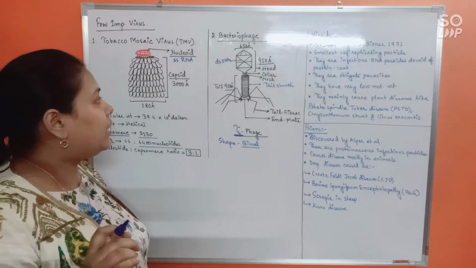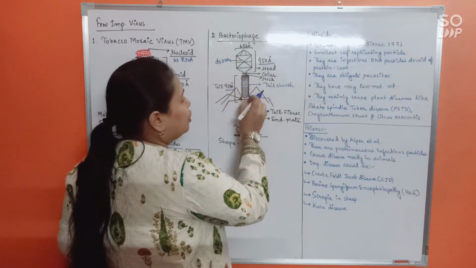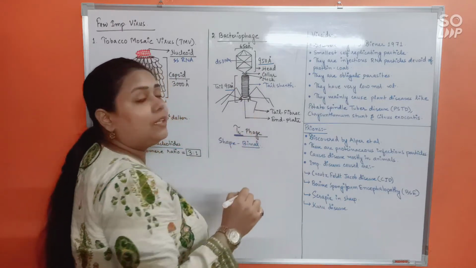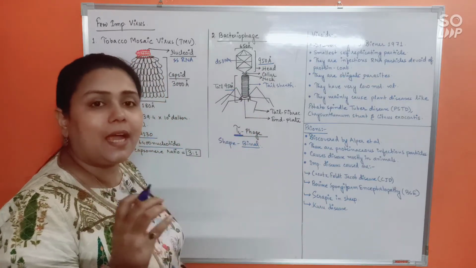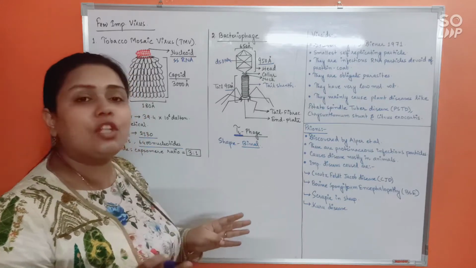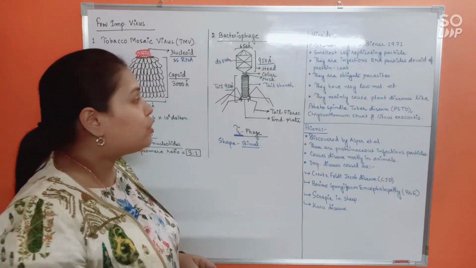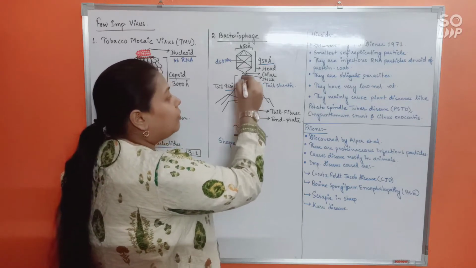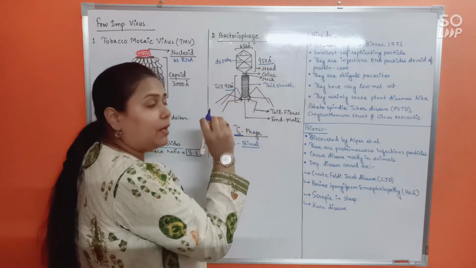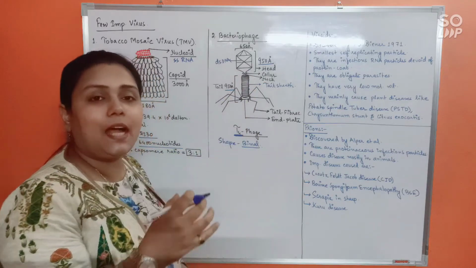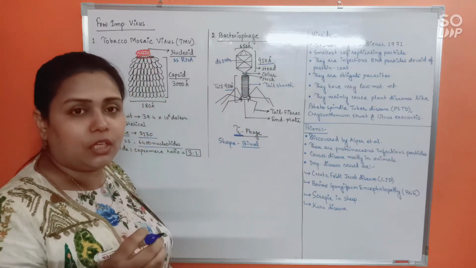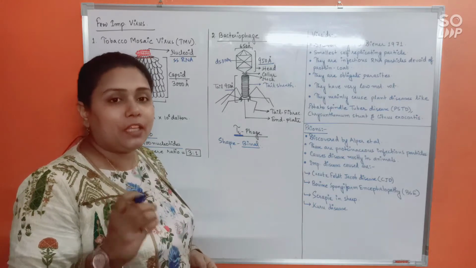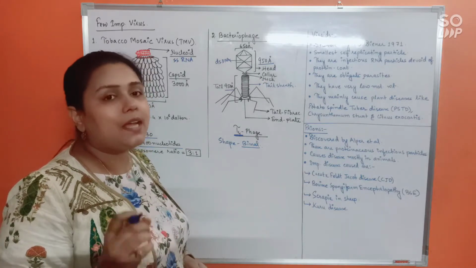And by contraction and expansion, it can push the nucleoid, that is the genetic material, inside the host, inside the bacteria. For a bacteriophage, the host is always a bacteria. So inside the bacteria, the genetic material will enter via the contraction and expansion movement of the tail. That's how it will be injecting the genetic material inside the host.